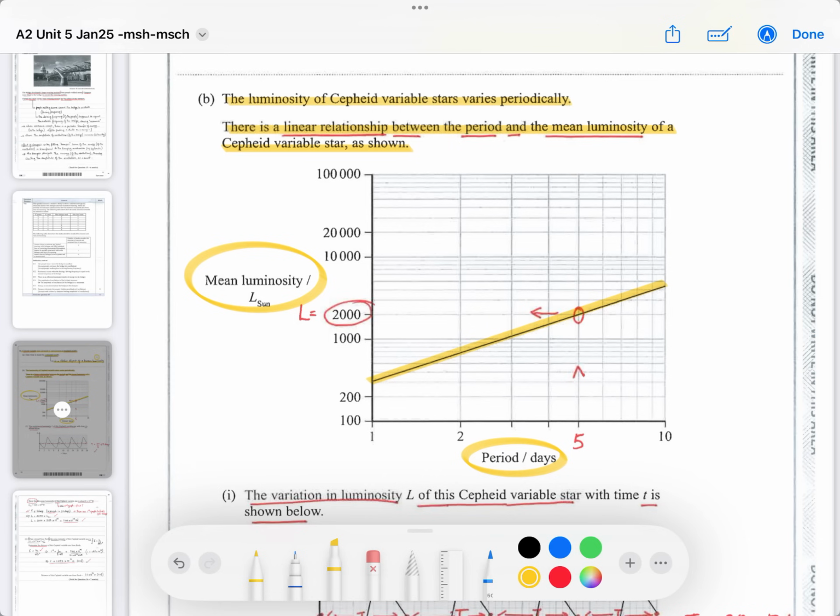So the more luminous they are, it seems, the longer the period in days on the x-axis. Okay? And the luminosity, you've got to realize, is compared to the luminosity of the sun. So it's relative luminosity. Okay, you notice that the y-axis is not linear. It's not a linear scale.